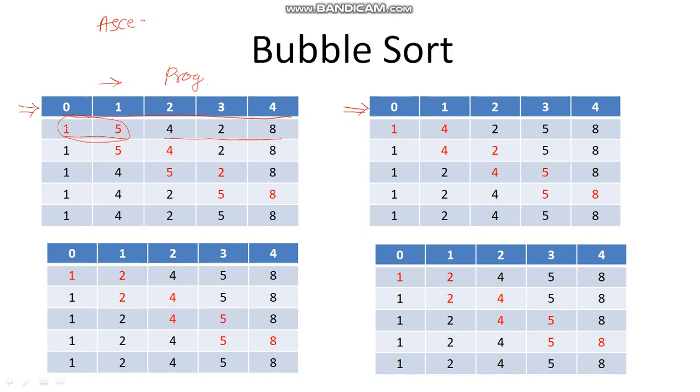First of all, the first location element and second location element are tested. Whichever is larger will go to the later location. So 1 and 5: 5 will remain at the later location here. This is the second comparison. 5 and 4 will be compared, and whichever is larger will come towards the end. So 5 is larger than 4, due to that 4 will come here and 5 will come to the next position.